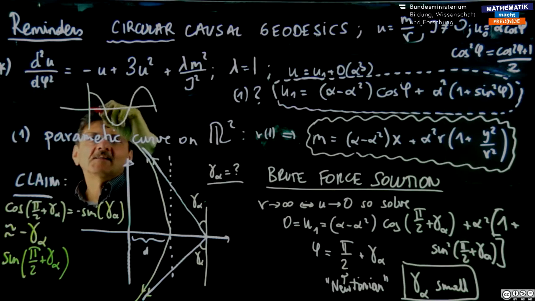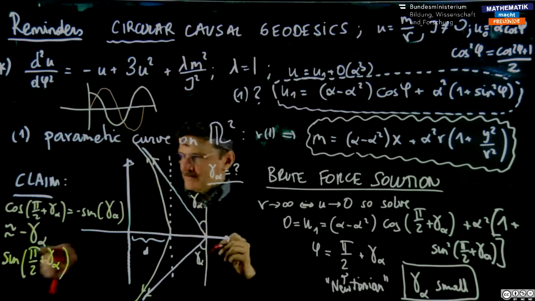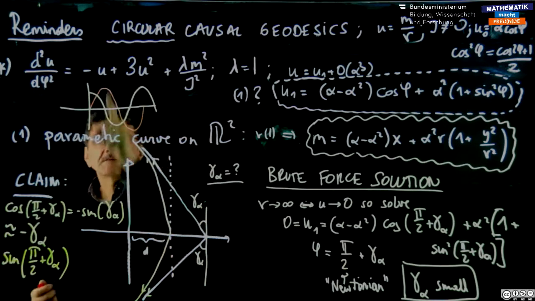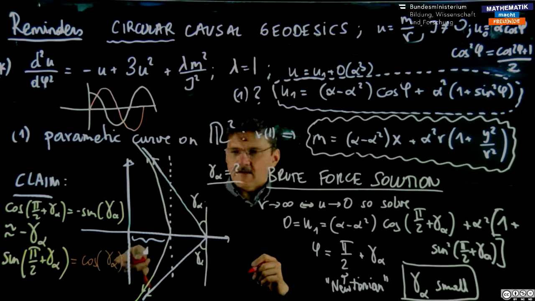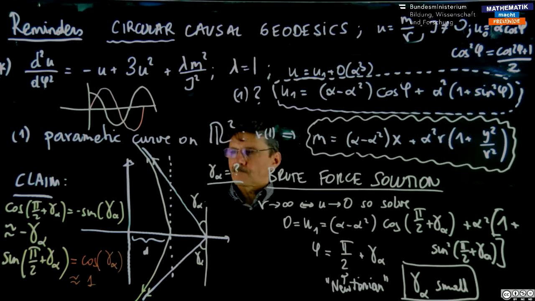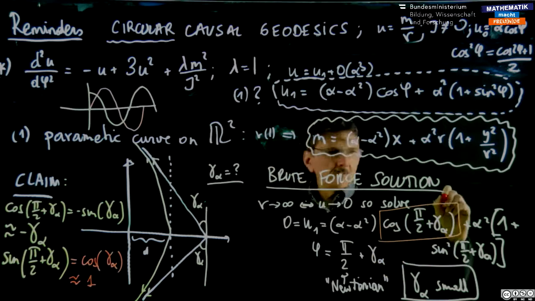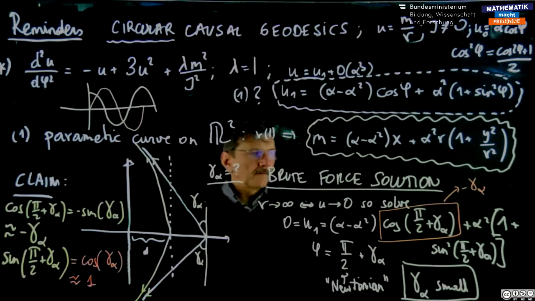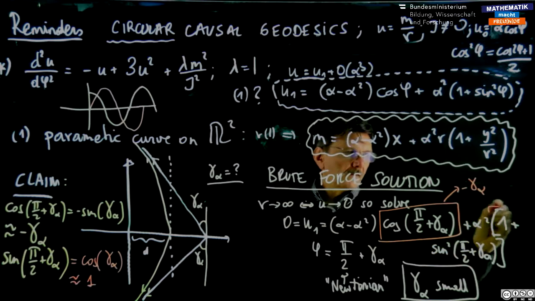So sine, what does it look like? Something like that. Right. So sine of pi half, we're shifting sine by pi half. So this is actually the same as cos gamma alpha. And cos gamma alpha, gamma alpha is small, so this is about 1. So from here, we get minus gamma alpha. And from this, we get 1, which was here, and another 1, which was here. So all this coefficient is 2.